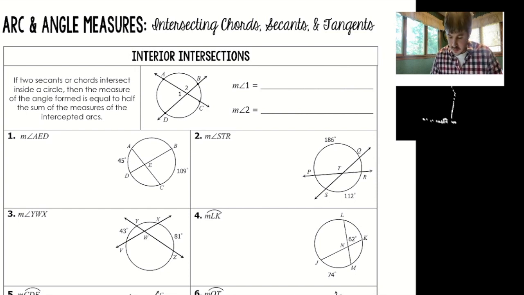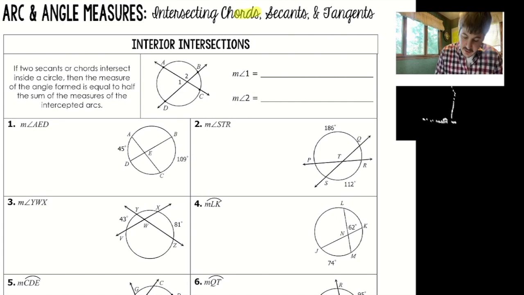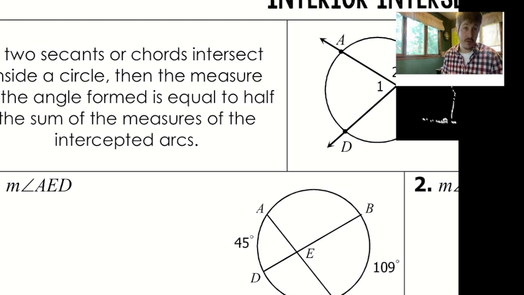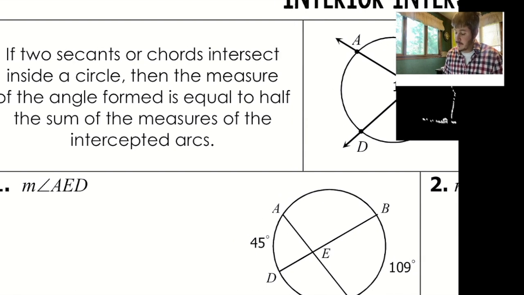All right, arc and angle measures, intersecting chords, secants, and tangents. So the very first one we're going to do is intersecting chords when they are found in a circle. It says right off to the left-hand side, and if you can make out the meaning from the words, that's great. But it can be a little redundant, hard to read. Reading math definitions is not the easiest, but let's read it. It says if two secants or chords intersect inside of a circle, then the measure of the angle formed is equal to half the sum of the measures of the intercepted arcs.